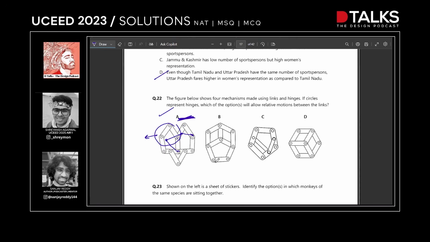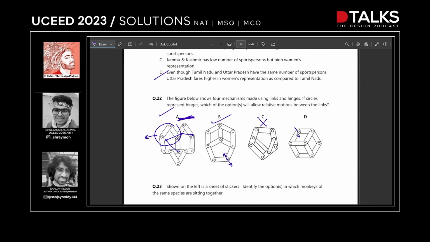This part is obviously movable. You can push it up and down like this. B is correct. Option C. None of these pieces are movable. This is completely joined. These are joined. If you try to move this, this part will come up because these two are joined by a straight line. C is wrong. Option D.